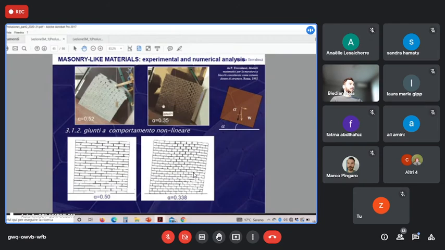Otherwise, on the right side of the slide, you can see a different arrangement of bricks with a lower level of interlocking. In that case, you can see that the collapse load, that is the angle of the table, is 0.55, which is lower with respect to the friction coefficient. And the collapse depends on the mutual rotations of the bricks. So if the interlocking is high, they slide before rotating, while if the level of interlocking is not so high, they rotate and the collapse is by local rotations. This shows the strong dependence of the collapse behavior on the size and the texture of the bricks.